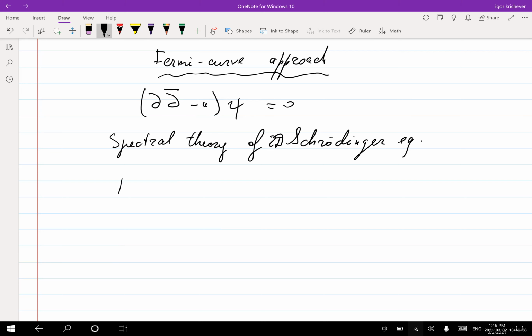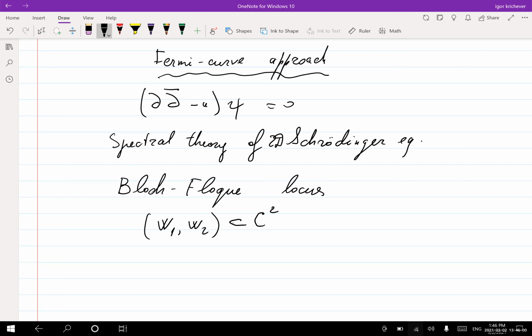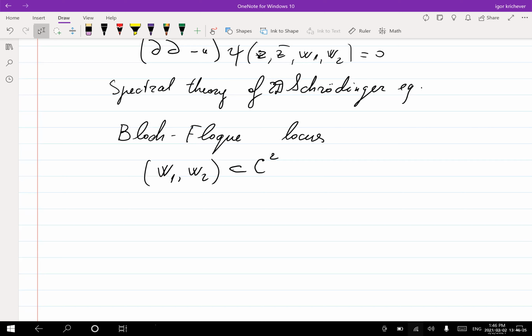we define the Bloch-Floquet locus. It is a locus inside C2, so w1 and w2 are coordinates in C2. The Bloch-Floquet locus is the locus for which the Schrödinger equation has solutions that are eigenfunctions for the monodromy operators.